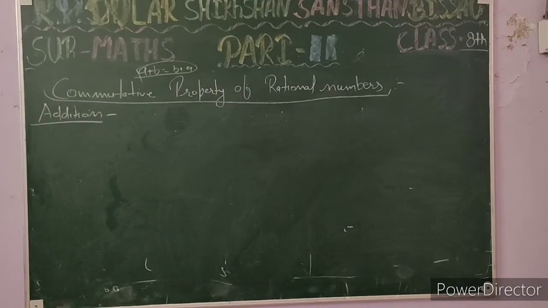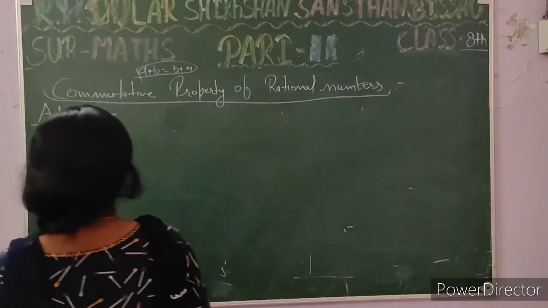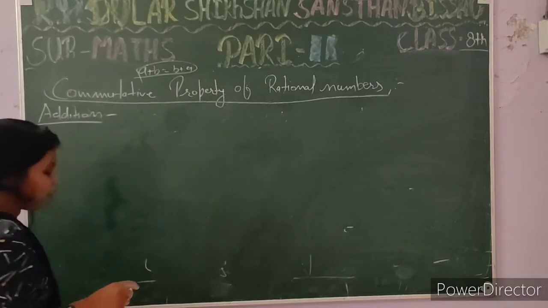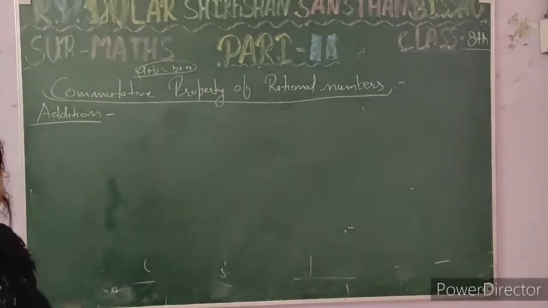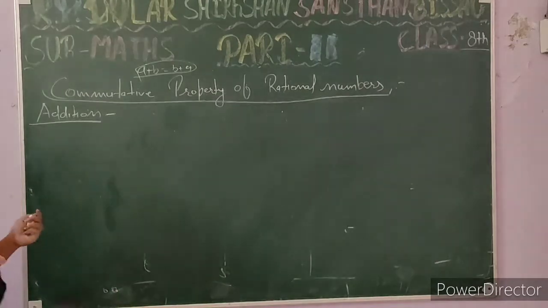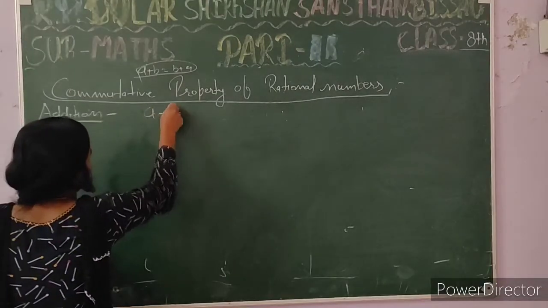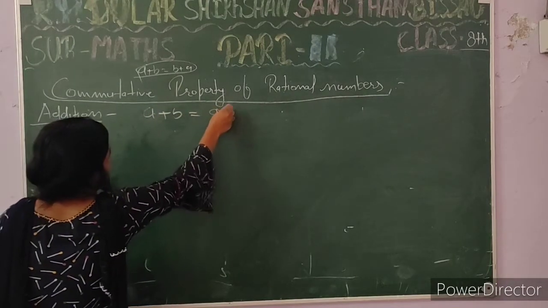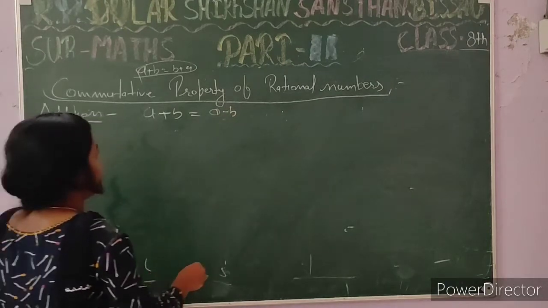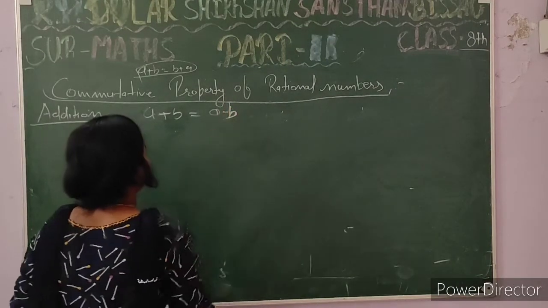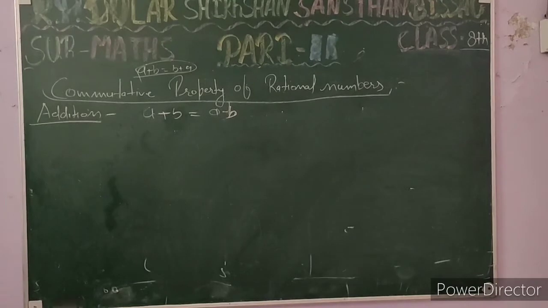Okay, students, what is the meaning of commutative property? Commutative property means a plus b is equal to b plus a. It will be satisfied or not satisfied for addition. This is the commutative property of addition. Now we have to check the commutative property of addition on rational numbers.